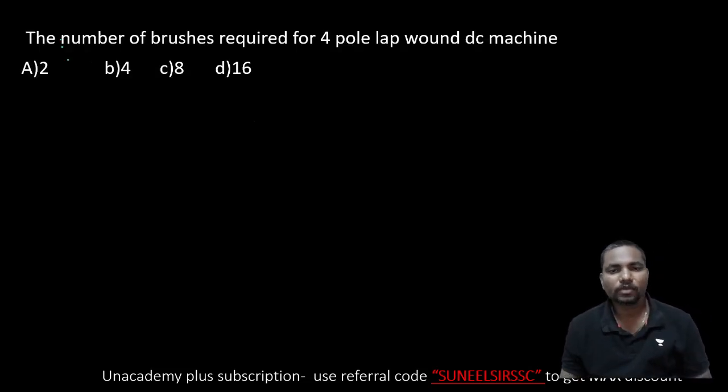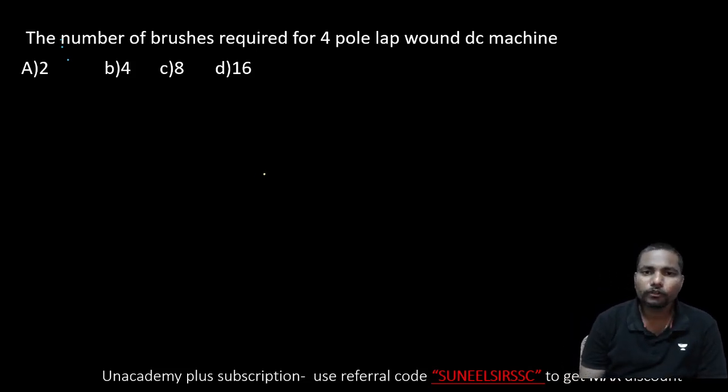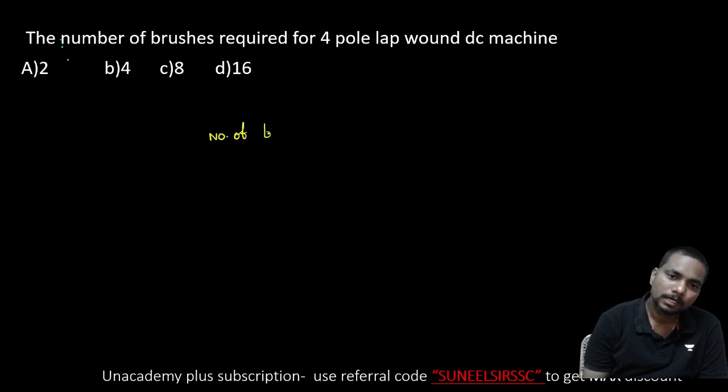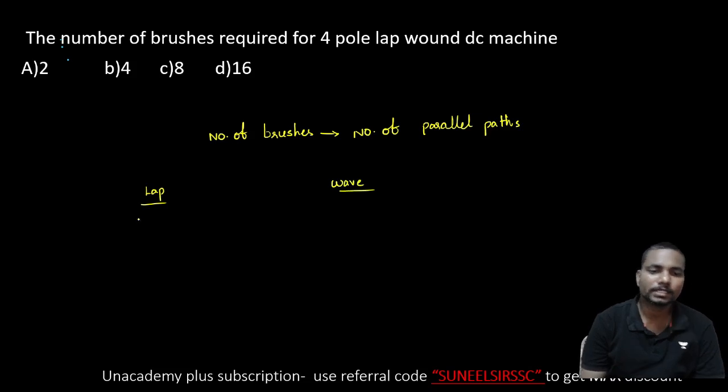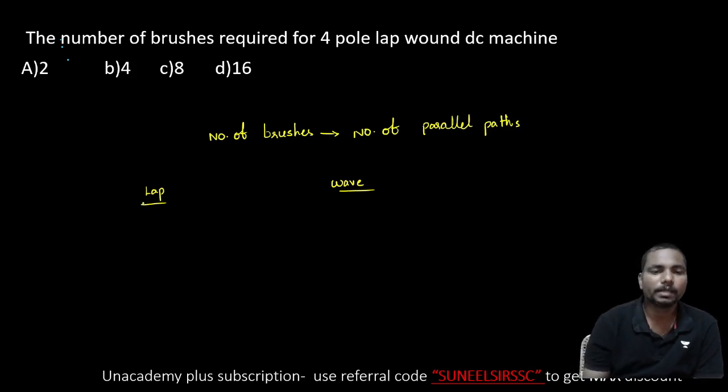The number of brushes required for a 4 pole lap DC machine is dash. All of you remember one thing: the number of brushes always depends on the number of parallel paths. So we know very well in case of lap winding and wave winding, lap winding means overlapped in nature, and wave winding is in a wave type structure. Forwarding nature, here it is the backwarding nature.